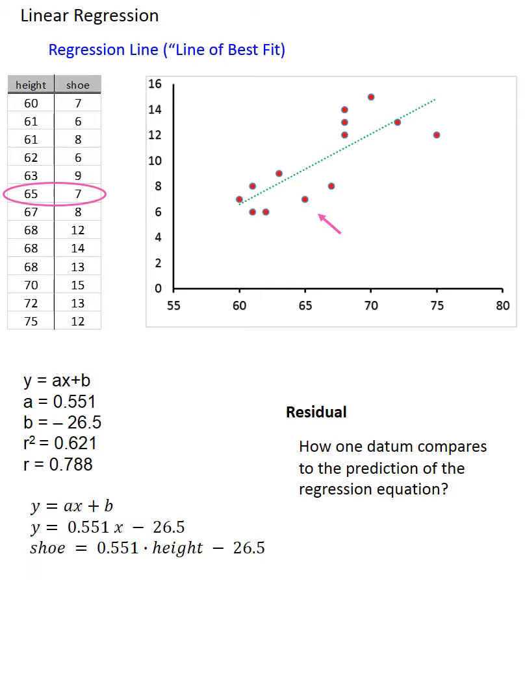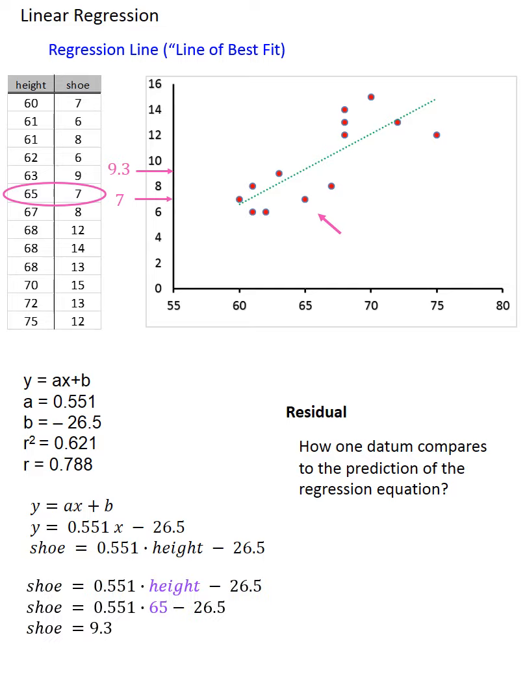Let's take this one person as an example. We mentioned them earlier. They're 65 inches tall and they have a shoe size of 7. Now based on the dotted green regression line that you see, it looks like that one individual is below what we would expect a 65-inch person's shoe size to be. After all, they have a shoe size of 7. We saw earlier that we would expect a shoe size of 9.3 population-wide average for 65-inch tall people. Remember the math here?